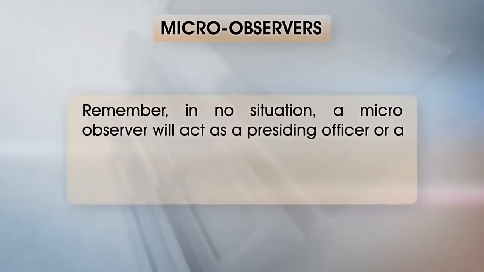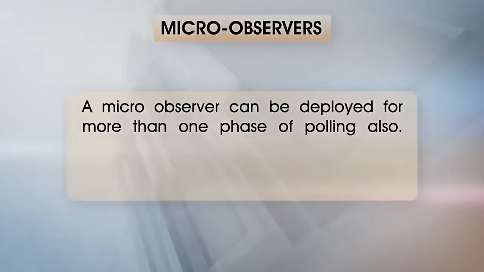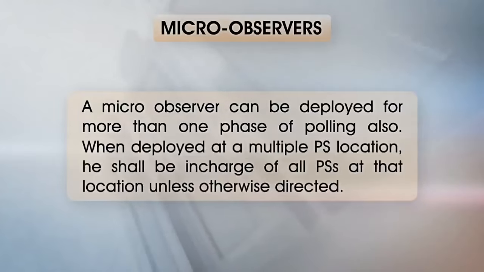Remember, in no situation a micro-observer will act as a presiding officer or a polling officer. His task is to observe that the election process is free and fair and that there is no vitiation of poll. A micro-observer can be deployed for more than one phase of polling also. When deployed at a multiple PS location, he shall be in charge of all PSs at that location unless otherwise directed.